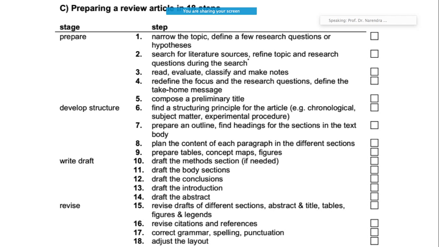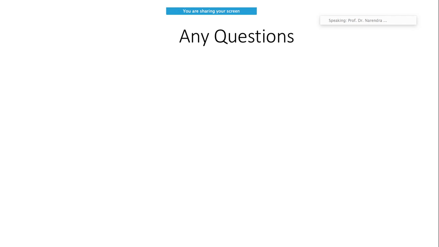Once you are done with that, you need to develop a structure. And after developing a structure, you need to write the draft: method section, body section, conclusions, introduction, and also the abstract. After that, you need to revise the draft of different sections, abstract, titles, tables, figures, and legends, and also revise the citations and references. And yes, you need to adjust the layout.